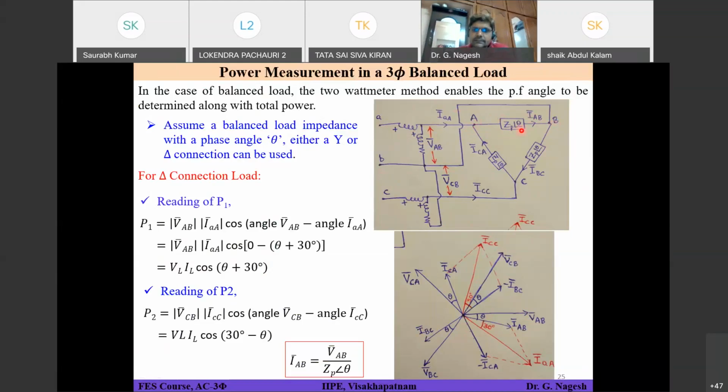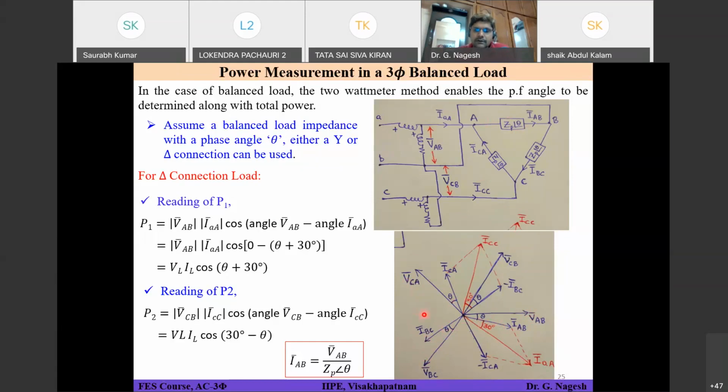So what will be the current? VAB divided by ZP at an angle of theta. This is the expression shown here. That means your current will have a phase angle lag of theta degrees with respect to VAB. Correct? Yes, sir. So current is going to lag with respect to your phase voltage. In a delta connected system, phase voltage and line voltage are the same. Similarly for the other phases: IBC is going to lag VBC by an angle of theta, and similarly for VCA.